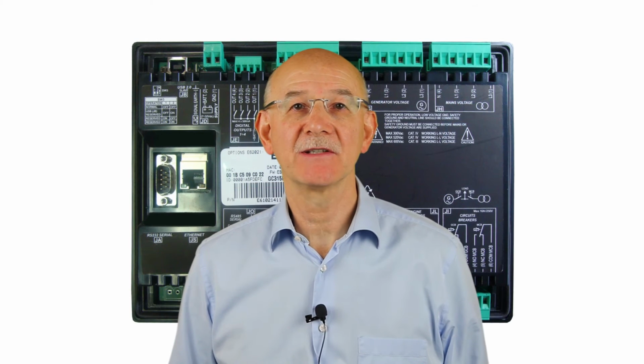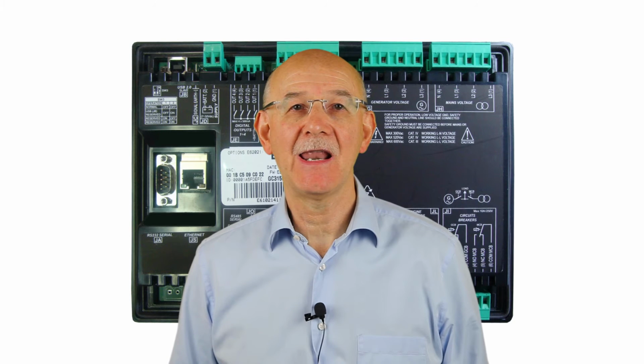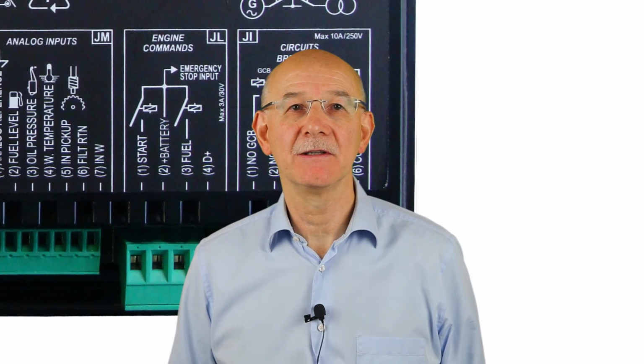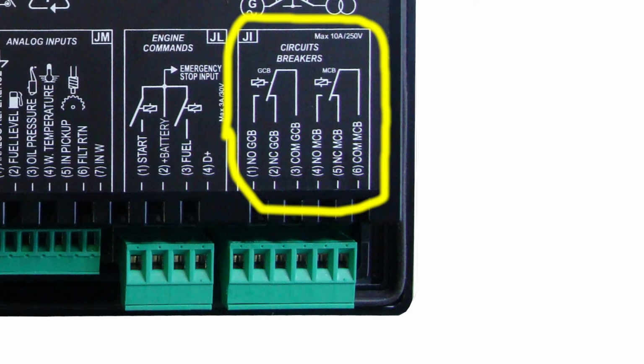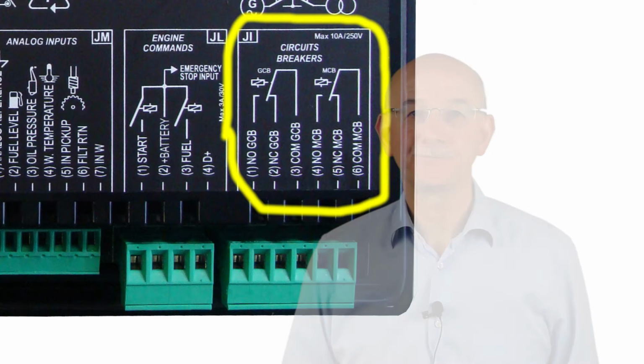The 6 terminals of connector JI allow access to the 2 relays, mainly used to command the mains and generator circuit breaker, contactor or changeover. Each relay has 3 terminals: common, normally closed and normally open. Thus they are 3 potential-free contacts and each can switch up to 10 A at 250 volts.